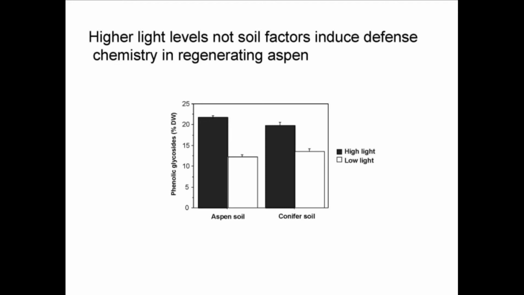This is aspen defense chemistry. And what you see is there are no big differences in phenolic glycoside concentrations when we compare them growing on aspen and conifer soils. But when you go from high light to low light environment, you get a drastic reduction in phenolic glycosides. And so thinking back on our conceptual model, the influence of the aspen-conifer interaction is having an influence on physiology and defense responses that may be really important.